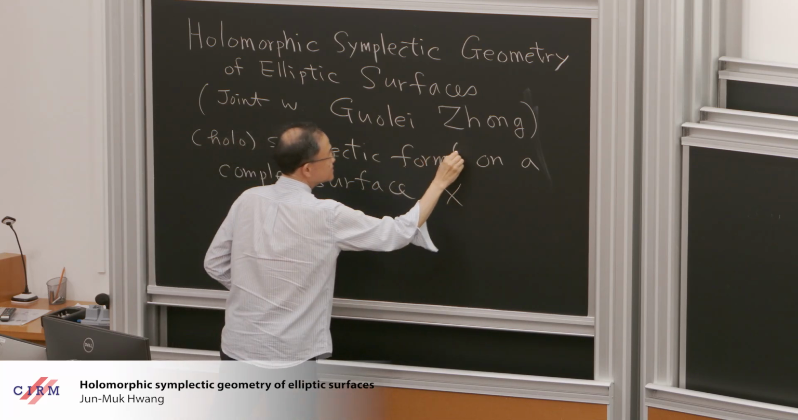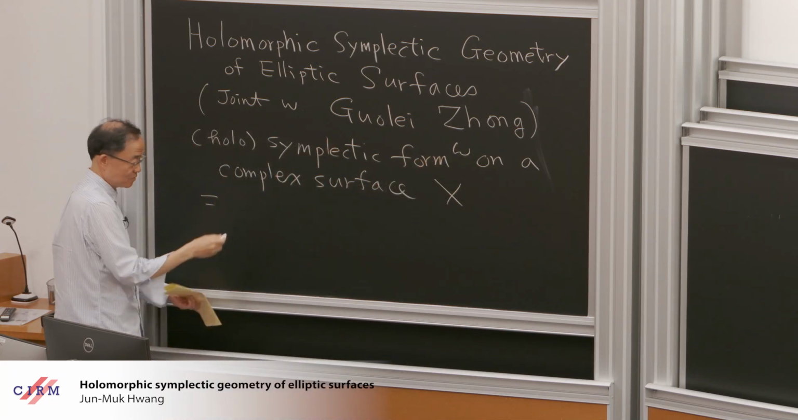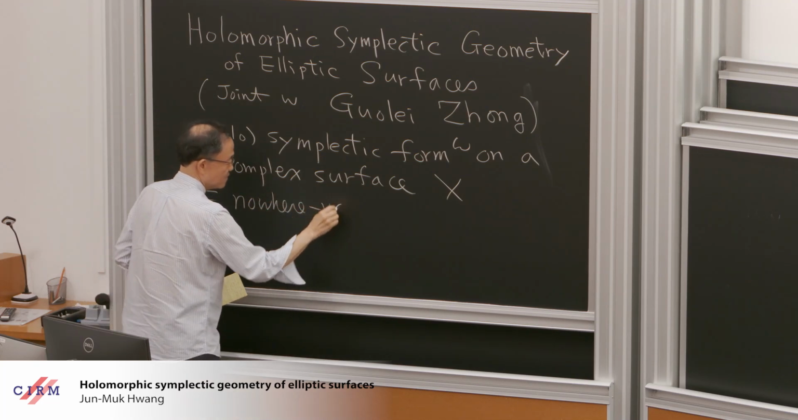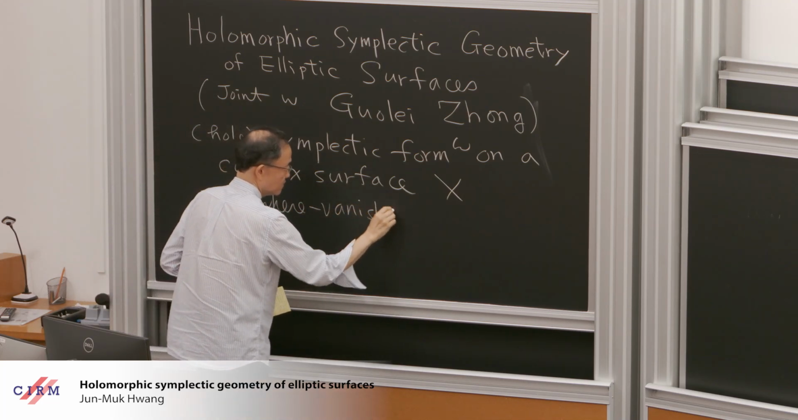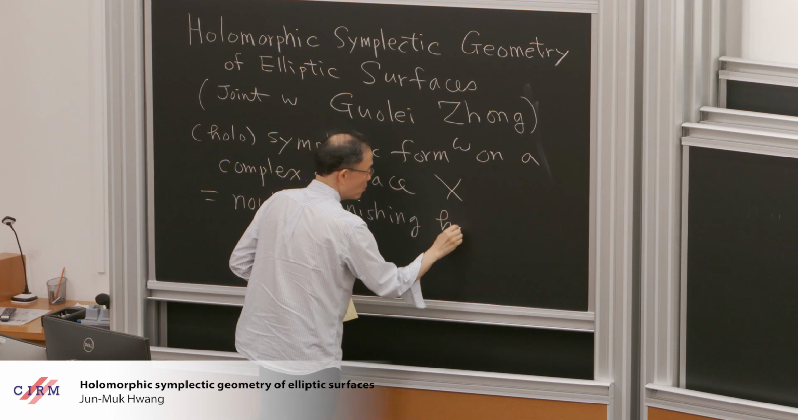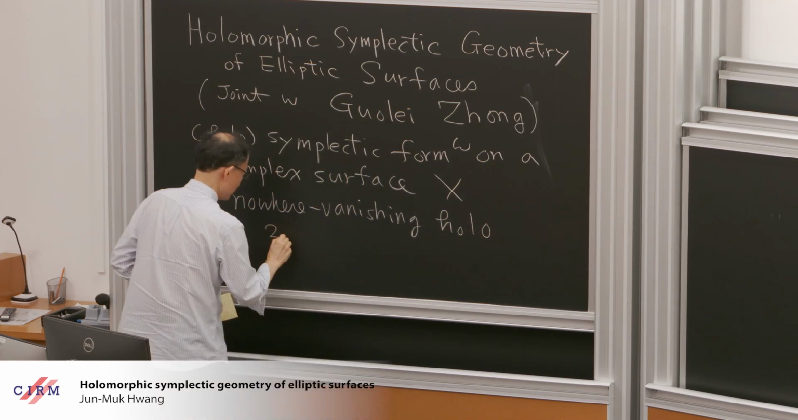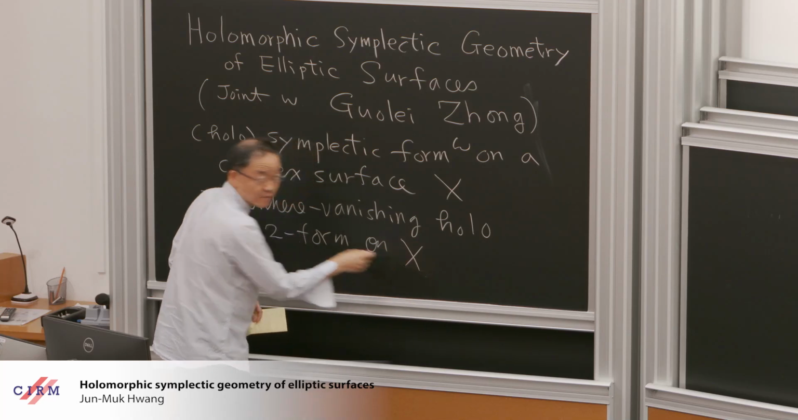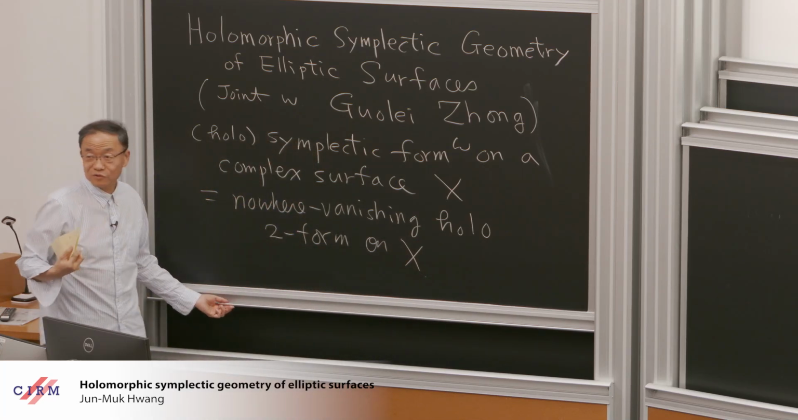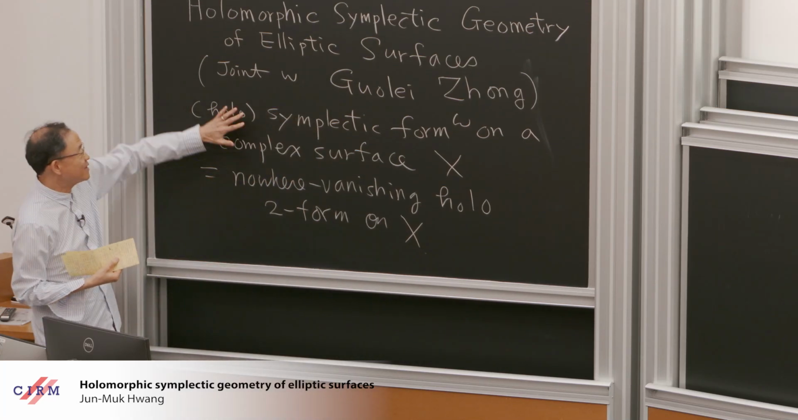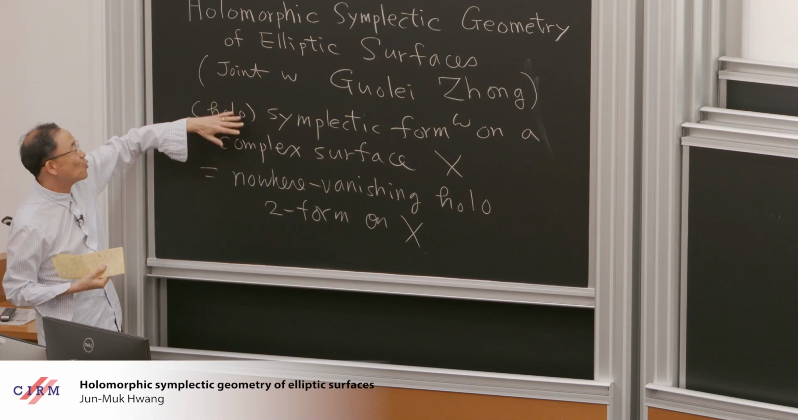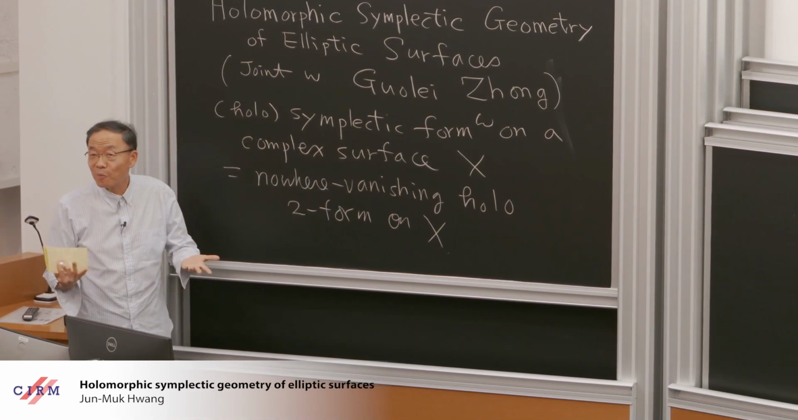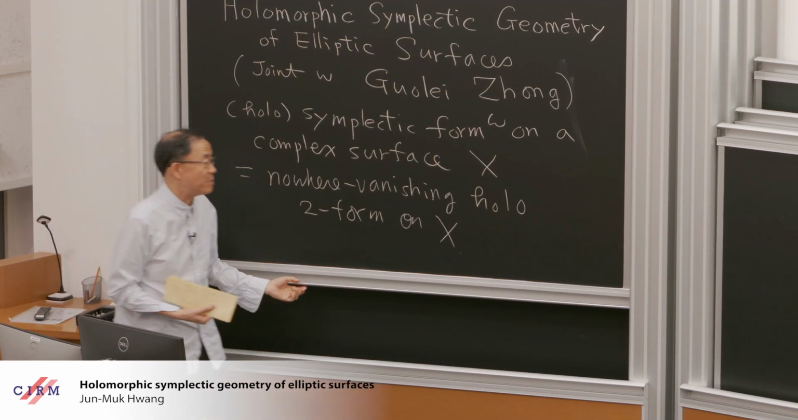This just means a nowhere vanishing holomorphic two-form. And just to make things simpler, I will not use the word holomorphic. So from now on, when I say symplectic form, it automatically means holomorphic symplectic form.